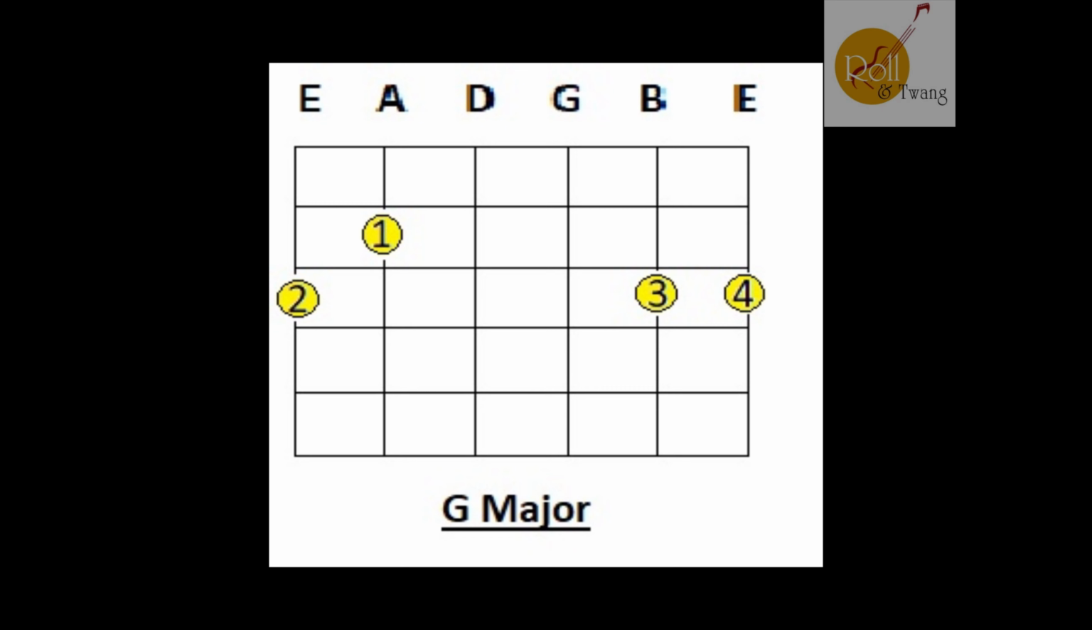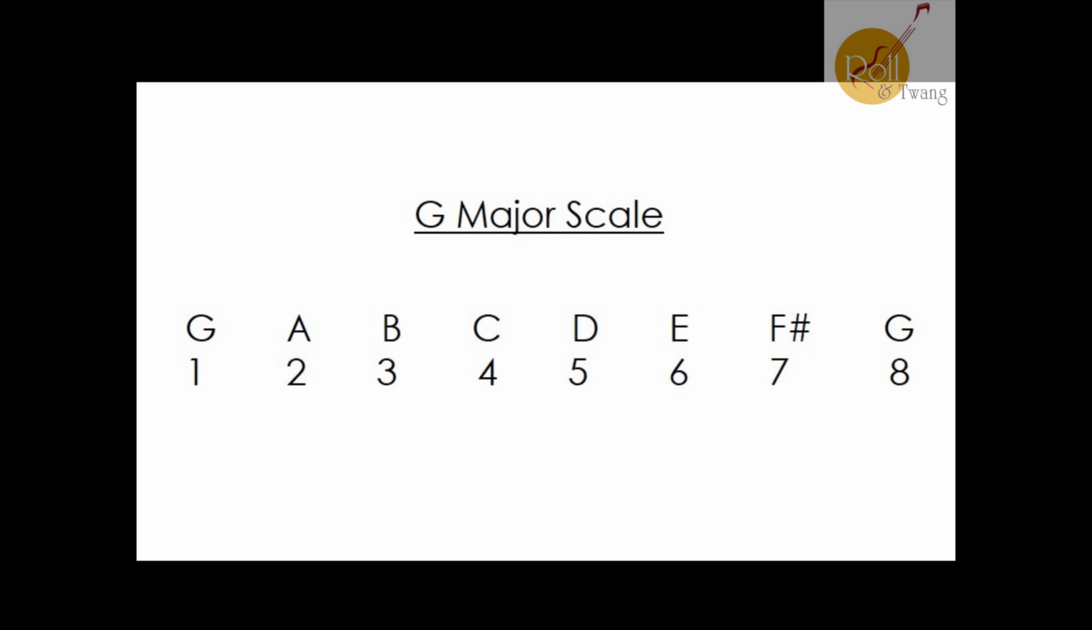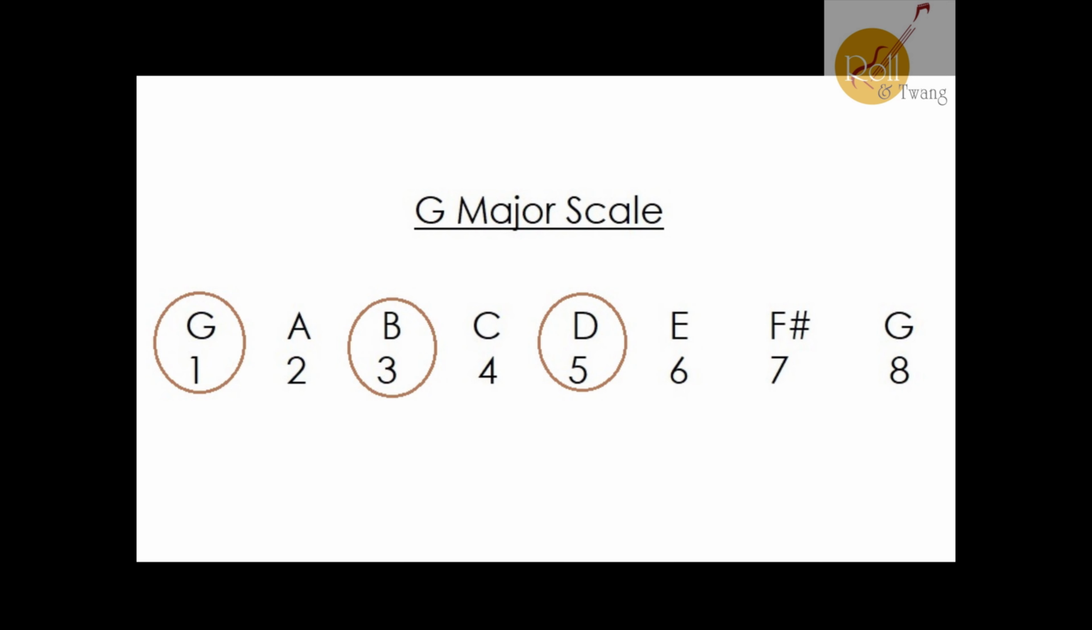Now let's go to the next open chord shape, which is G major chord. And this is the shape of the G major chord. And here are the notes of a G major scale, which are G, A, B, C, D, E, F sharp, G. And as we can see, the first, third, and fifth are G, B, and D. So a G major triad contains G, B, and D.